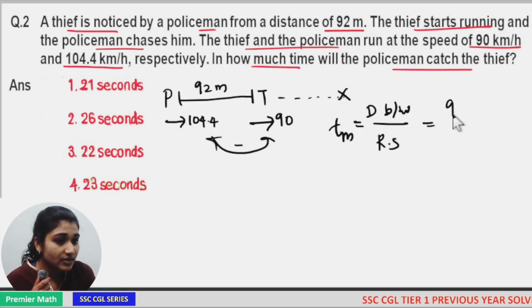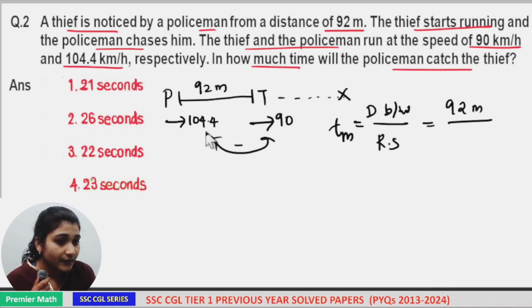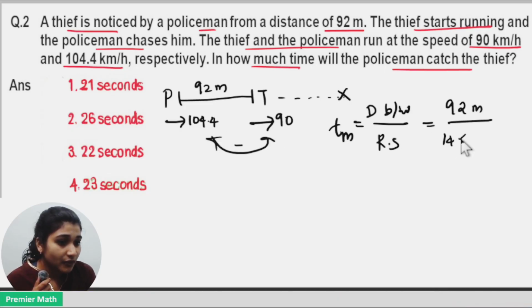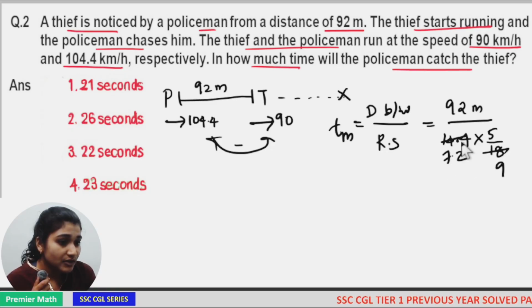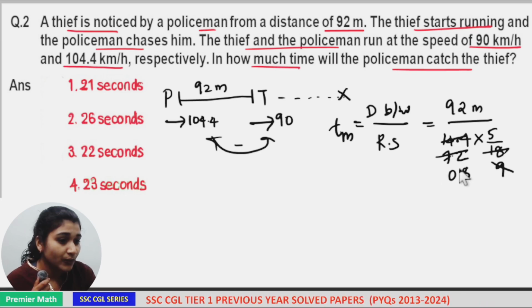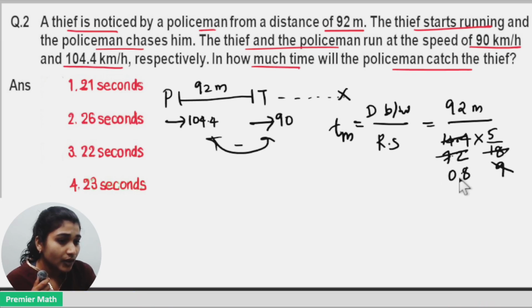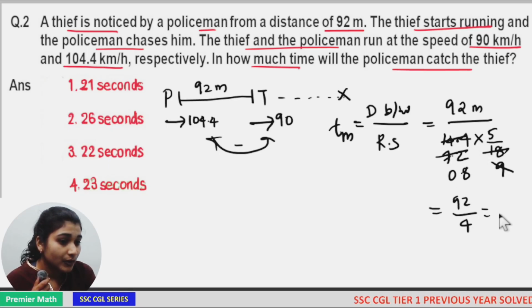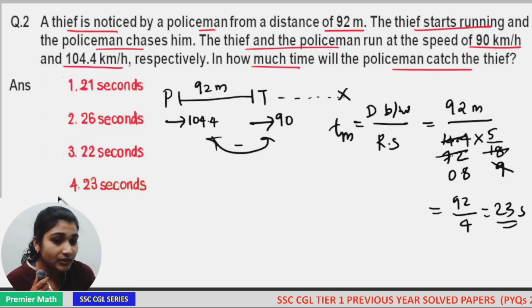So the initial distance is 92 meters and the relative speed is 14.4 kilometer per hour. Now convert it into meter per second, so multiply it with 5 by 18. 2 goes 9 times in 18 and 7.2 times in 14.4. 9 goes 0.8 times in 7.2. Now 0.8 into 5 is equal to 4. So 92 by 4 is equal to 23 seconds. Option 4 is your answer.